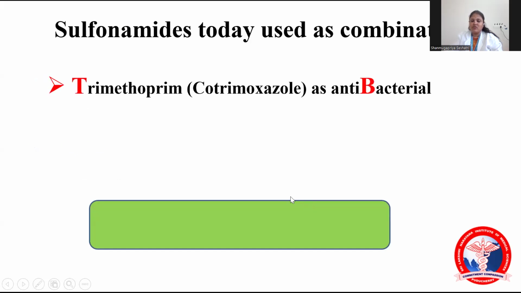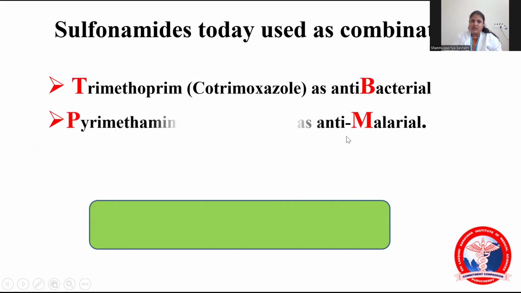So this is one mnemonic which I wanted you all to know. Sulfonamide today is used as a combination therapy. We already saw this in the initial slides. Your trimethoprim combination is cotrimoxazole. It is used as an antibacterial agent for treating UTI and respiratory tract infection. Whereas pyrimethamine, which is cotrimazine, is used as an anti-malarial agent. It is combined with a longer acting sulfonamide. Remember it as TB and PM. Your T is trimethoprim, used as an antibacterial agent, whereas your P is pyrimethamine, which is used as an anti-malarial agent.